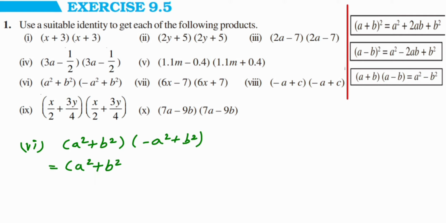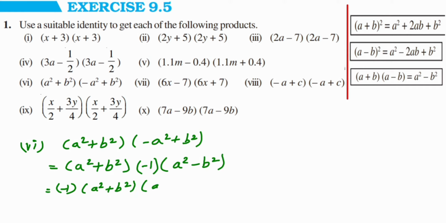So when I take minus 1 out as a common factor, I'll get (a square − b square). Now you can see minus 1 into a square is minus a square, minus 1 into minus b square is plus b square. So I've taken minus 1 out as a factor. So this is nothing but minus 1 into (a square + b square), I'm just rearranging the order of them, and (a square − b square).